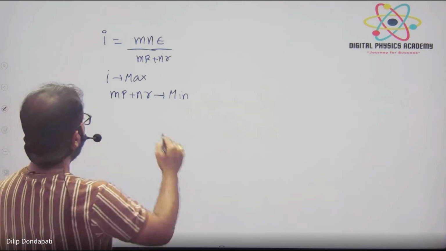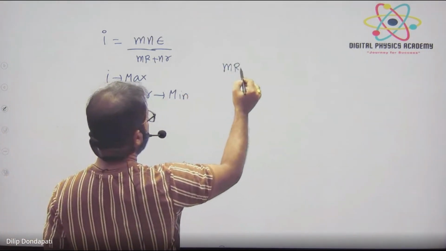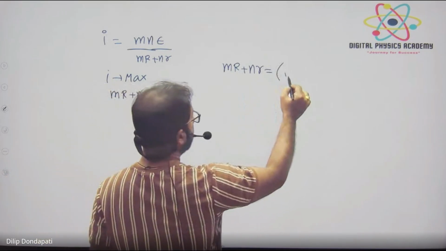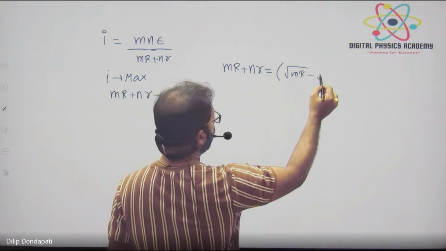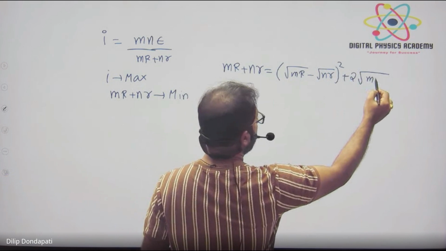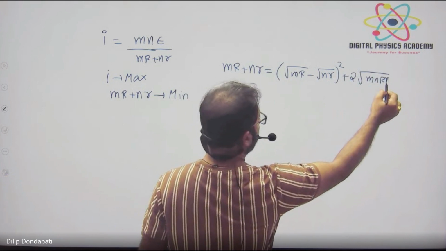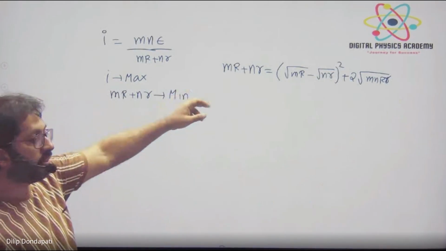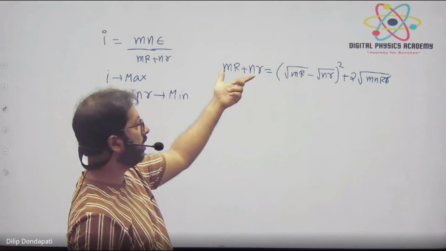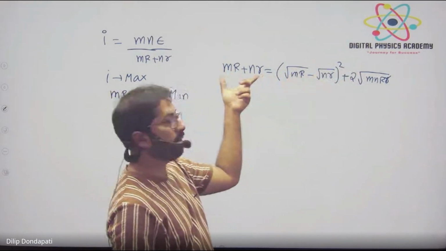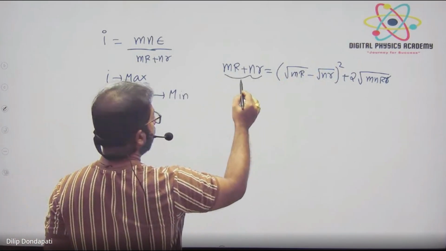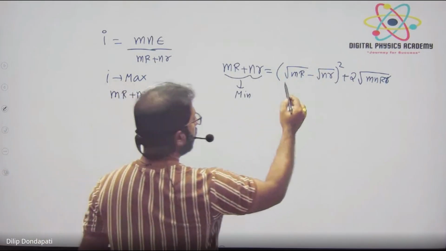Look at how we will write it. How am I writing mR plus nr? Understand this a little. I can write it like this: (root mR minus root nr) whole square plus 2 root mn capital R small r. If you expand a square plus b square, the root terms cancel to give mR plus nr, and minus 2ab plus 2ab cancel, so it comes the same. Right. Now tell me, for this to be a minimum quantity, this value should be minimum, right?